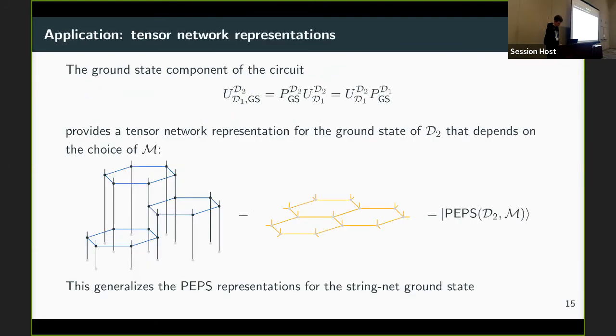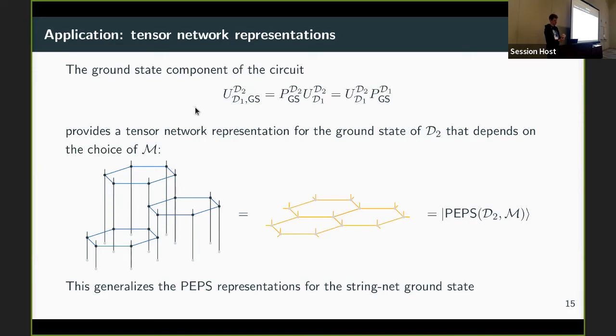Now, secondly, a very nice application, I would say, of this quantum circuit and the fact that we can construct this is that the ground state component of the circuit, which itself is no longer a unitary, it's some projector which projects onto the ground state.